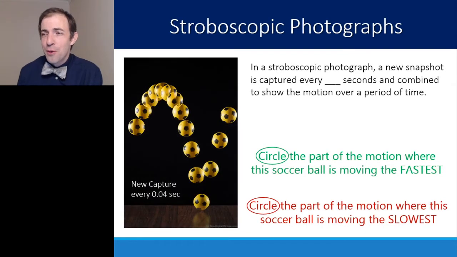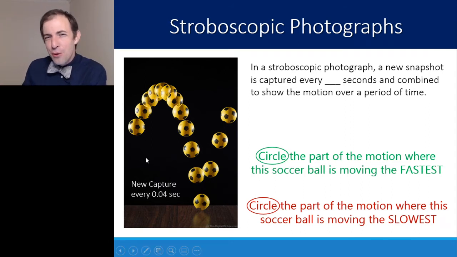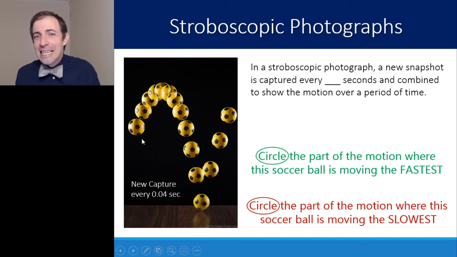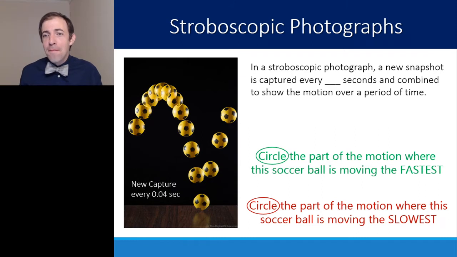Another way that we can show this changing of position is something called a stroboscopic photograph. In this case, basically, we're taking lots of exposures of some sort of moving object. In this case, it's showing the soccer ball every 0.04 seconds, and we can see where it is in that given amount of time.